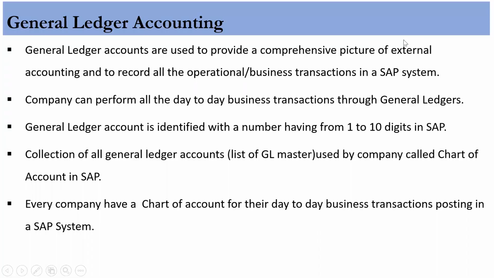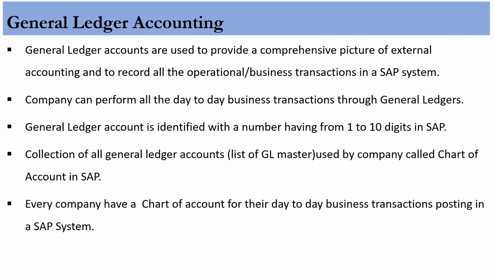So, general ledger accounting. General ledger accounts are used to provide a comprehensive picture of external accounting and to record all the operational business transactions in a SAP system. The company can perform all the day-to-day business transactions through general ledger accounting. A general ledger account is identified with a number from 1 to 10 digits in SAP. This number is flexible and the maximum we can use in the system is 10. So we can design it as per the client requirement, either 4 or 6 or 8, whatever, but the maximum length of the GL account is 10.